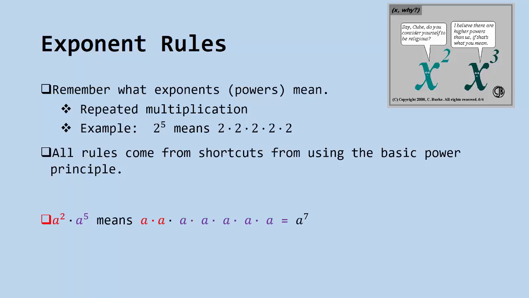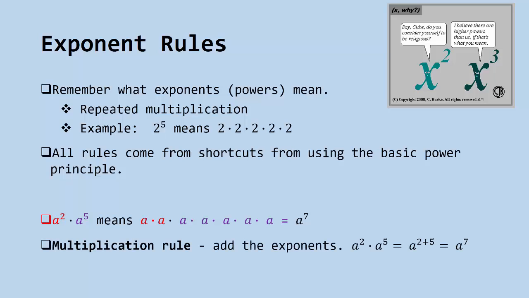So let's take the first one. Let's take a squared times a to the 5th. What that means using the power principle is a times a times a times a times a times a times a. So there's 2 red a's and 5 purple a's. And when you multiply all of them together, you realize you're multiplying 7 a's together. So you get a to the 7th. So that's how we came up with the multiplication rule. You're going to add the exponents. So a squared times a to the 5th equals a to the 2 plus 5, which of course equals a to the 7th.